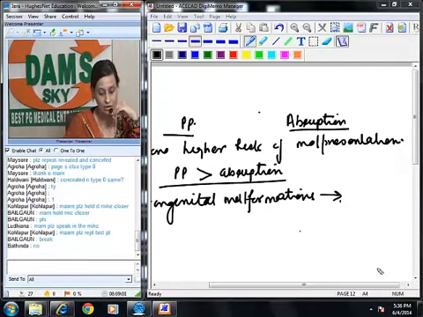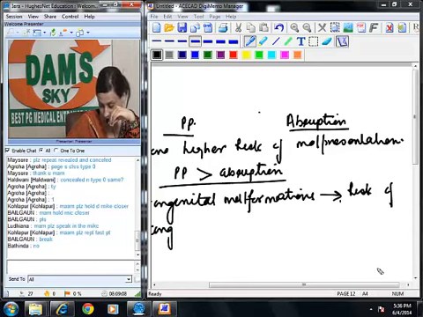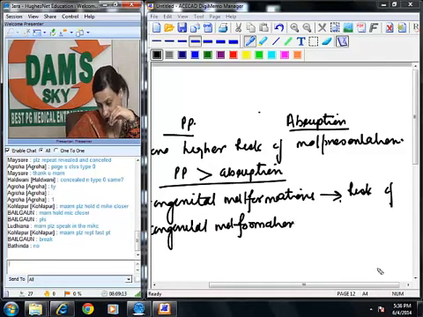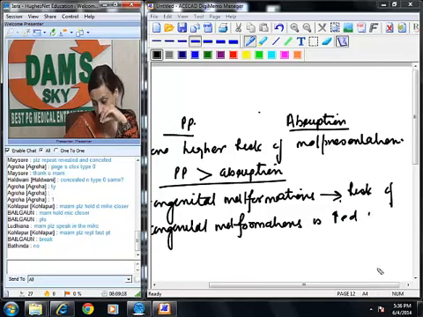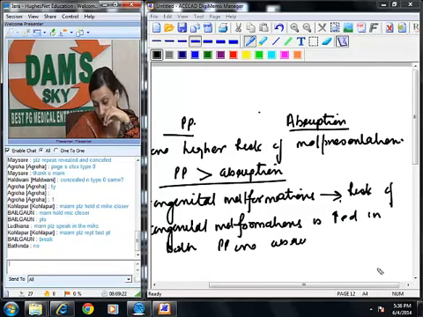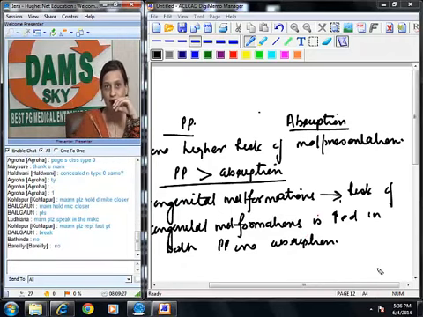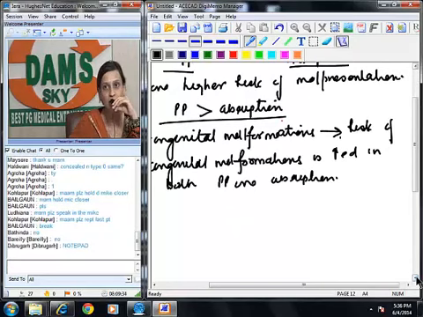We were talking about congenital malformations, right? Now what I am saying is that the risk of congenital malformations is increased in both placenta previa and abruption. So it is another association that we have seen, that the risk of congenital malformations is increased in both placenta previa and in abruption, right?